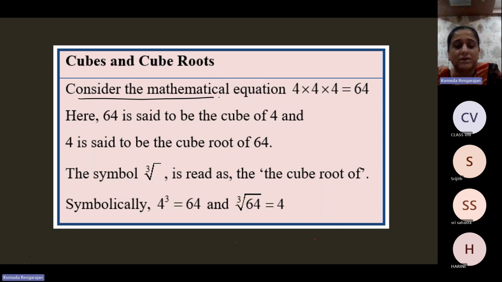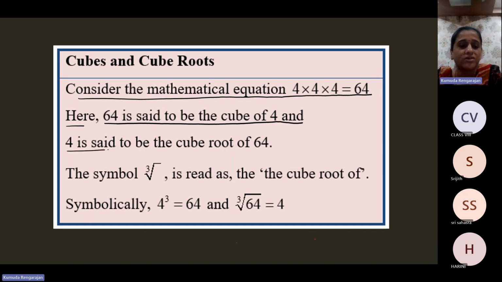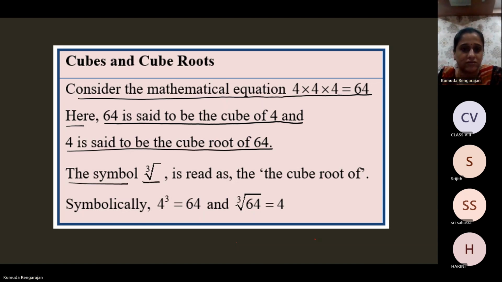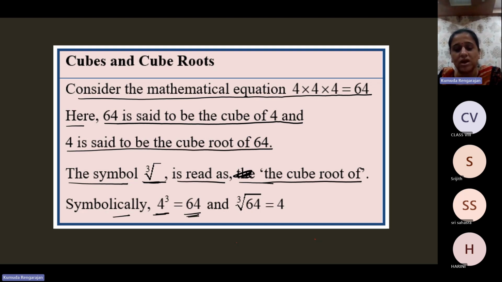So consider the mathematical equation 4 into 4 into 4 equals 64. Here, 64 is said to be the cube of 4 and 4 is said to be the cube root of 64. The symbol, what you see here, is read as the cube root of. Symbolically, 4 cubed is equal to 64 and the cube root of 64 is 4.